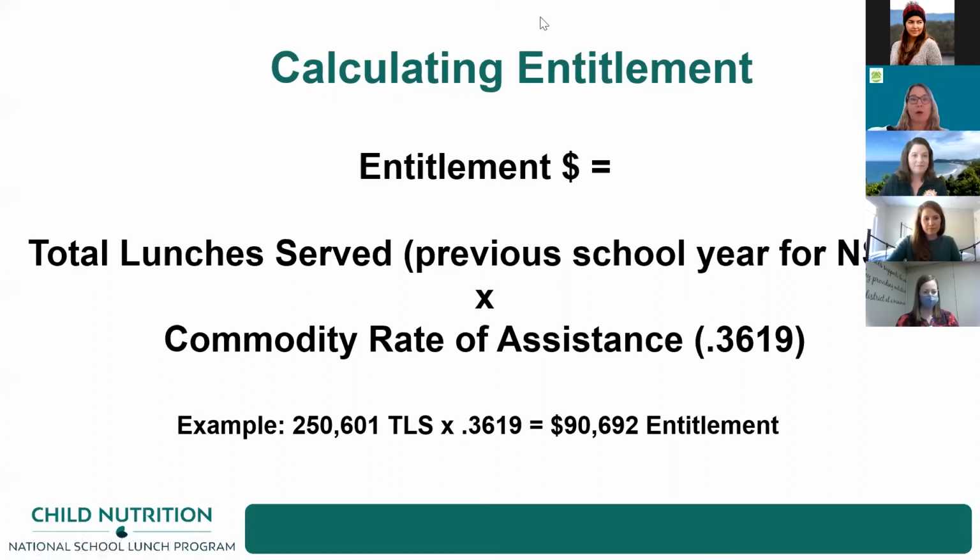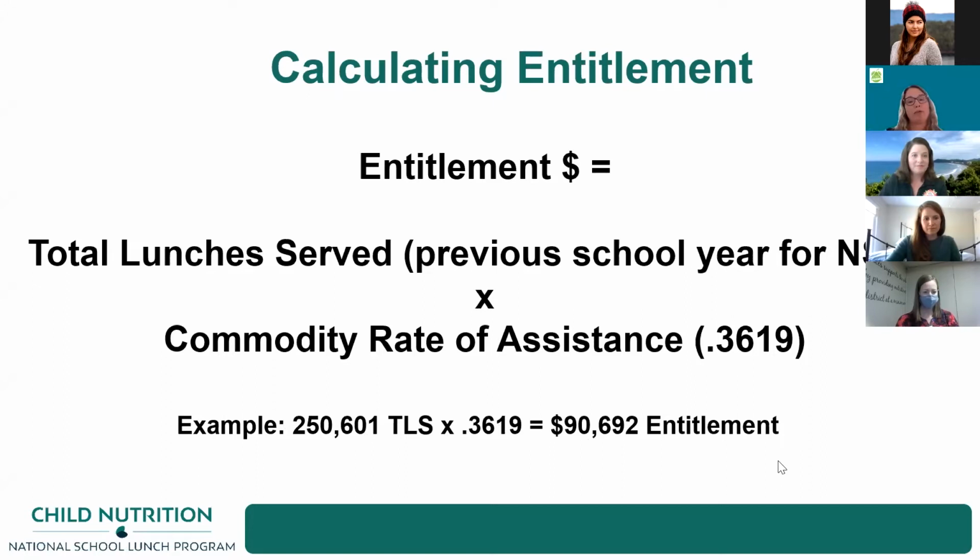So just a quick review, the way that we calculate entitlement is we take the total lunches served from the previous school year from NSLP, and we multiply that by the commodity rate of assistance, which right now is 0.3619. And so for the example there, you see that for this particular CE, there's 250,601 total lunches served, and multiply that by the rate of assistance, and that CE is receiving $90,692 of entitlement for that year.